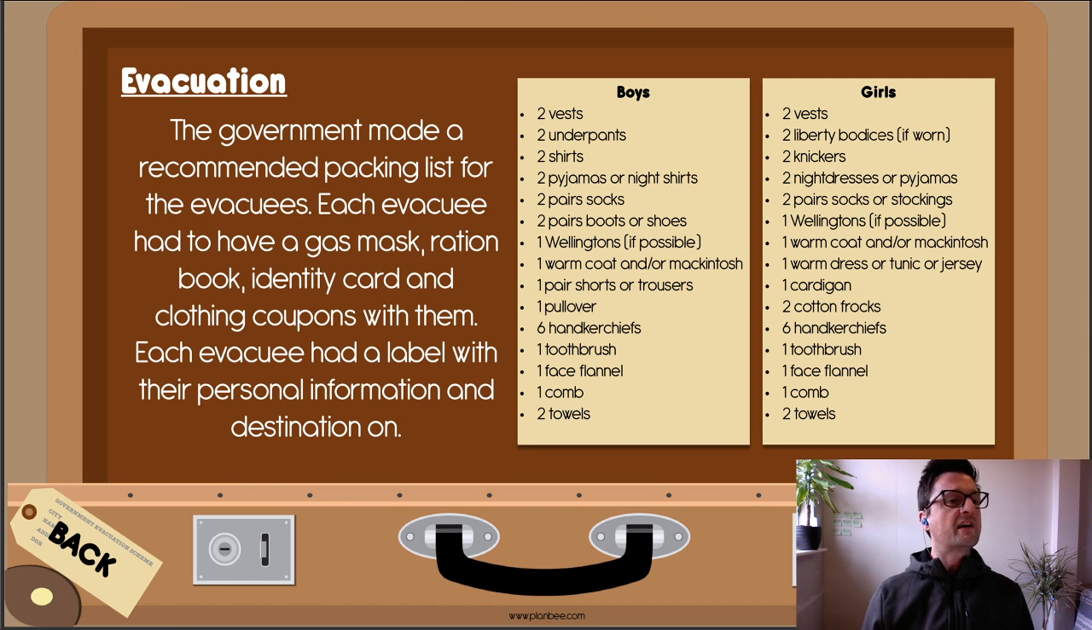So, evacuation, again, here we go. This is a set of lists. The government made these packing lists for evacuees. Each evacuee had to have a gas mask, ration book, identity card, and clothing coupons with them. Wow, those aren't things that we normally carry around with us today, are they?